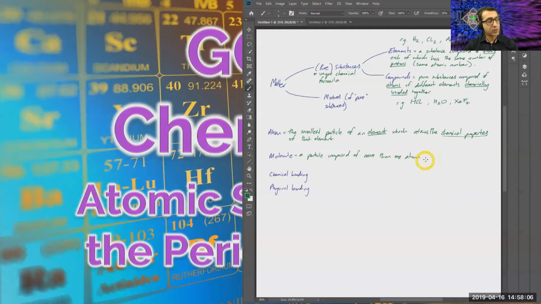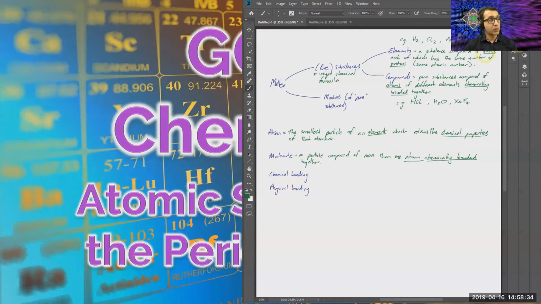And here's the key point. These atoms must be chemically bonded together. So here again, we have a definition of a term which requires you to understand and use another key term, and yet another key term. So this covers many of the most important and fundamental definitions in chemistry.